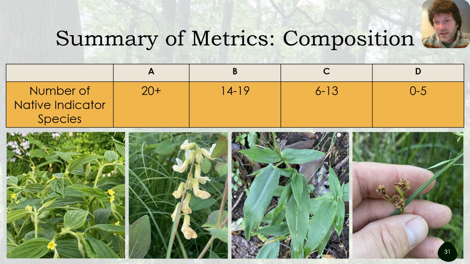The number of indicator species, and you have to think about this broadly. These aren't necessarily species that by themselves indicate oak woodland. Some of these are prairie species. Some of these species occur in other wooded communities. Species like pale vetchling, second from the left, broadleaf panic grass, second from the right, and common wood rush are pretty representative of oak woodlands.